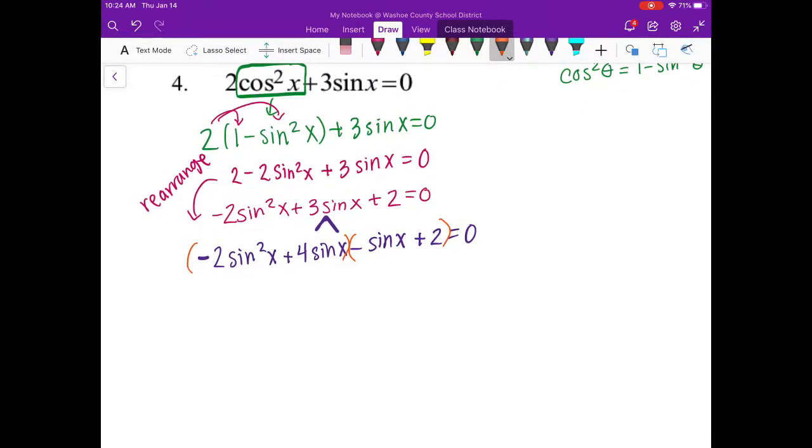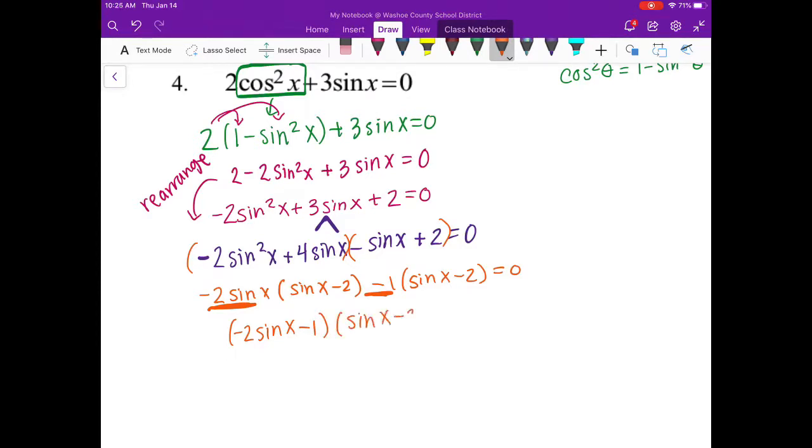Okay, and I can take out from this first one a -2 sine of x, which leaves me with just sine, and then minus 2. In the second one, I can actually take out a -1, sine of x minus 2. Whatever you took out becomes one factor, so that's -2 sine of x minus 1, and then whatever they have in common is your second factor. If you're still having trouble factoring, please reach out, okay?